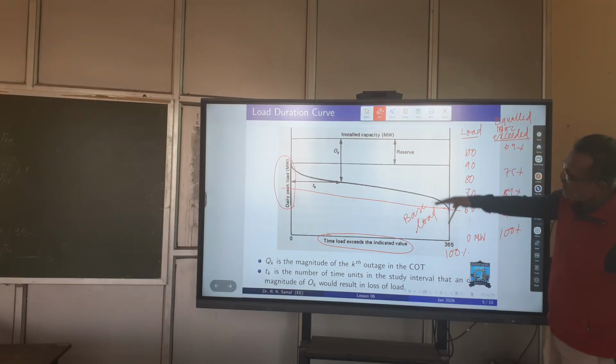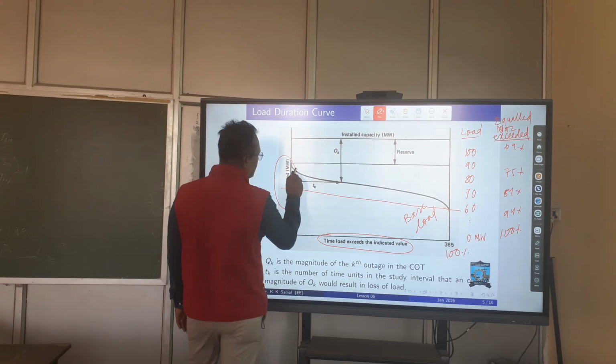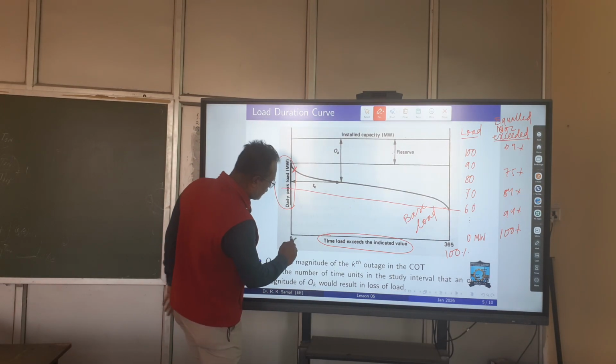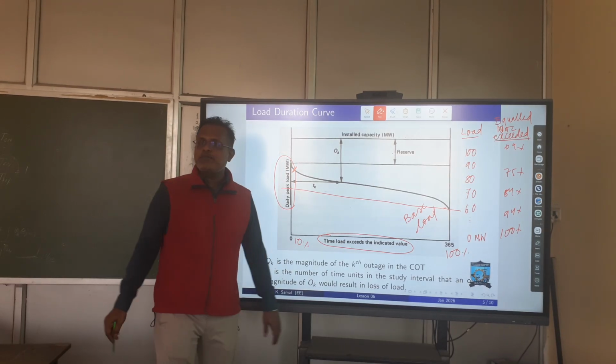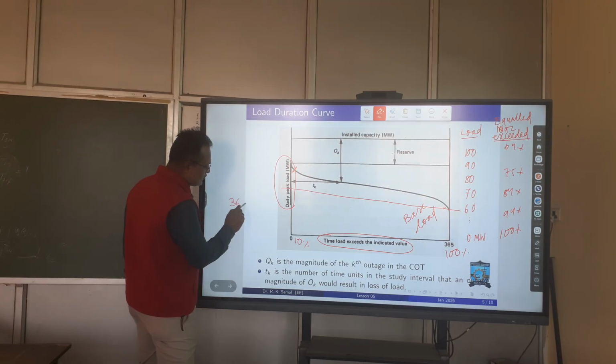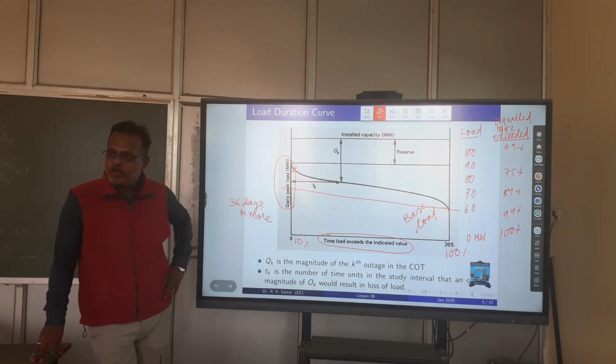Now this is exceeded 100% of the time. But there is some load, the maximum load, say somewhere here. So this load is only available for 10% or more, that means only 36 days or more. This is 36 days or more.